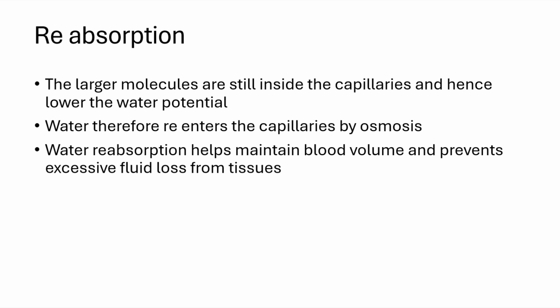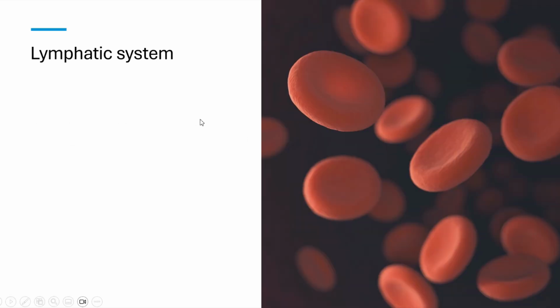Which means that the water potential is going to get lowered. Therefore, water is going to re-enter the capillaries by osmosis, because there's more water outside than inside. So it's going to move from higher water potential to lower water potential. Water reabsorption helps maintain blood volume and prevents excessive fluid loss from the tissues, because obviously if your fluid is drying out, your blood is going to be affected. You get me? Alright, cool.